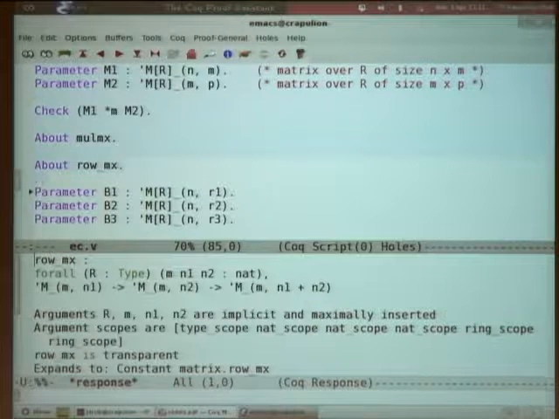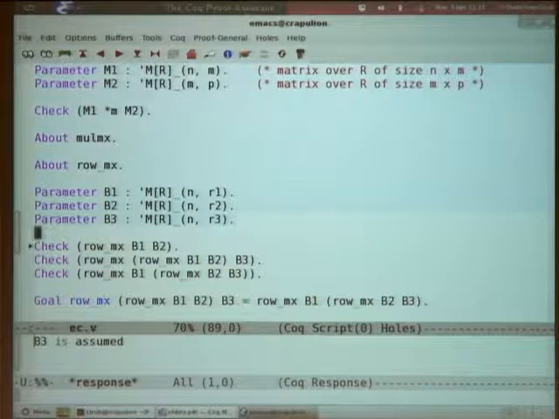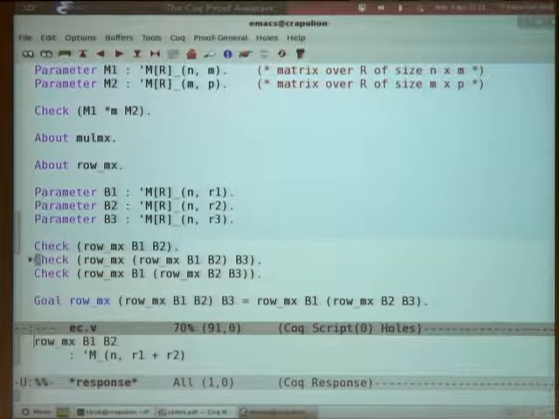Let's take now a very simple function, the row matrix. So the row matrix takes two matrices of size m times n1 and m times m2 and returns the matrix with the two matrices glued together, so of size m and n1 plus m2 columns. And now we define three new matrices, b1, b2, b3, with respectively r1, r2, r3 columns. And I can check, for example, the type of row mx of b1, b2, and this is a matrix of n rows and r1 plus r2 columns.